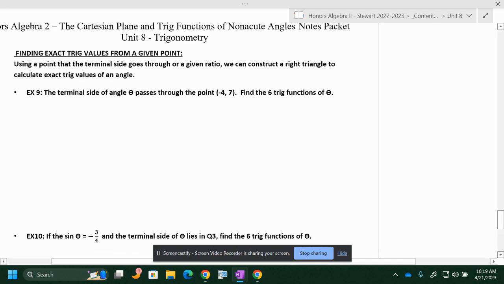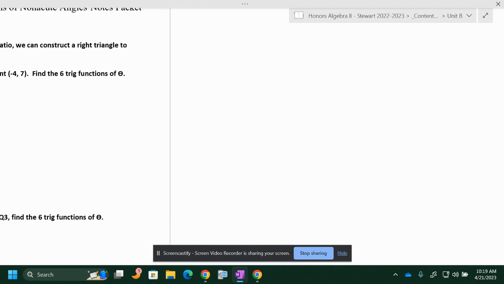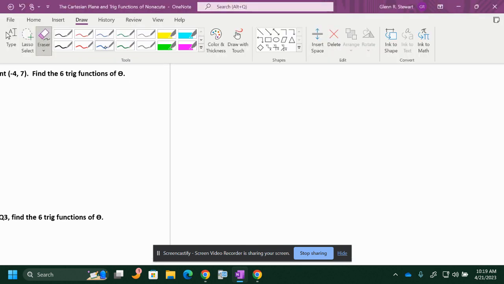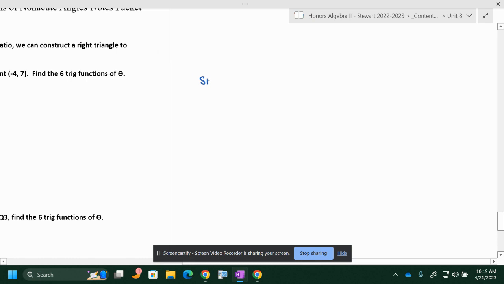Just real quick off to the side here. Sine is opposite over hypotenuse. Cosine is adjacent over hypotenuse. Tangent is opposite over adjacent.